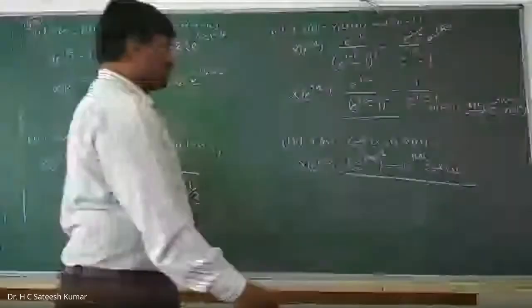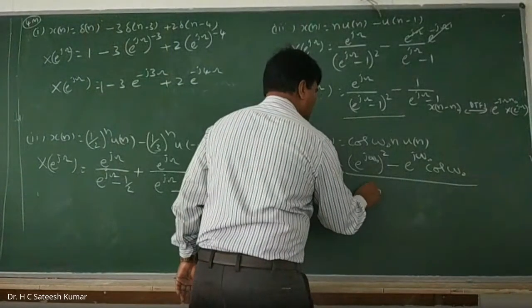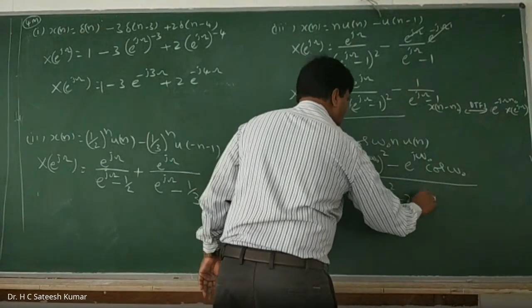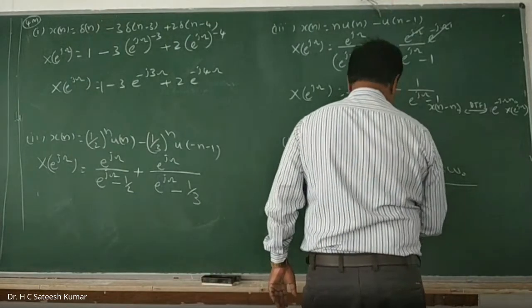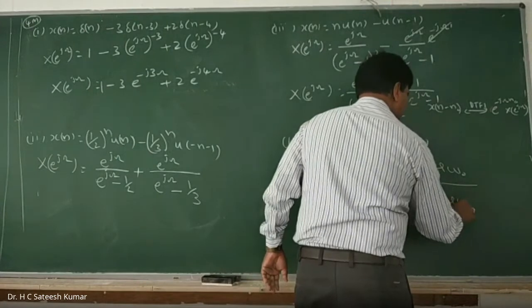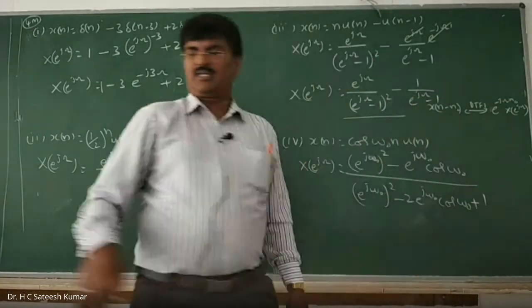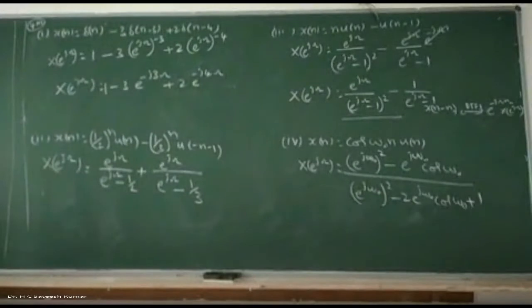So now what is that we have? Divided by z square, e to the power of j omega naught whole square, z square minus 2z cos omega naught plus 1. Just check it out. Yes, it is plus 1. So therefore, what is that we get?